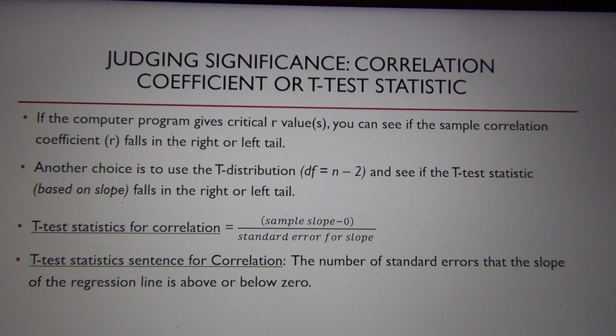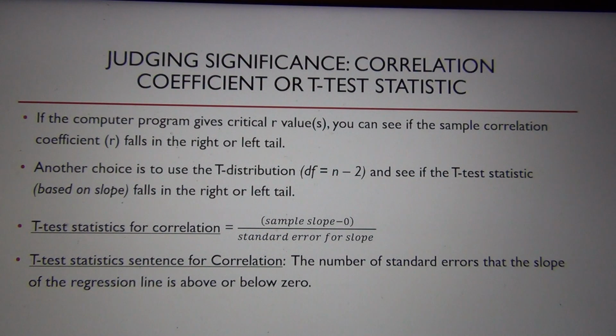Again, remember, 0 is a key number, because that's where there's no relationship. Remember, the idea of any test statistic is to see if the sample data significantly disagrees with the null hypothesis. Well, 0 is the null hypothesis, right? 0 slope or 0 correlation coefficient. So that's why that 0 is there. So the sentence for the t-test statistic is the number of standard errors that the slope of the regression line is above or below 0. Again, if the t-test statistic was positive, it would be above 0. If the t-test statistic was negative, it would be below 0.